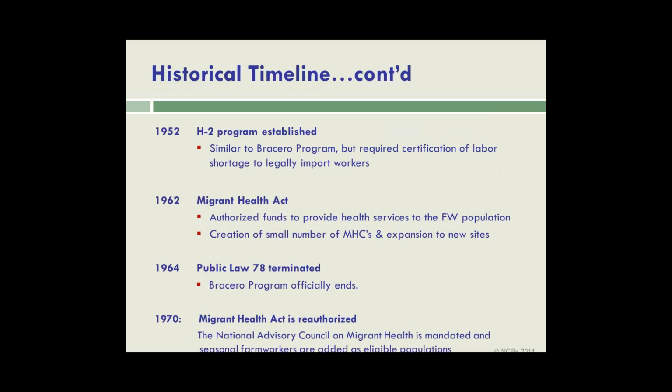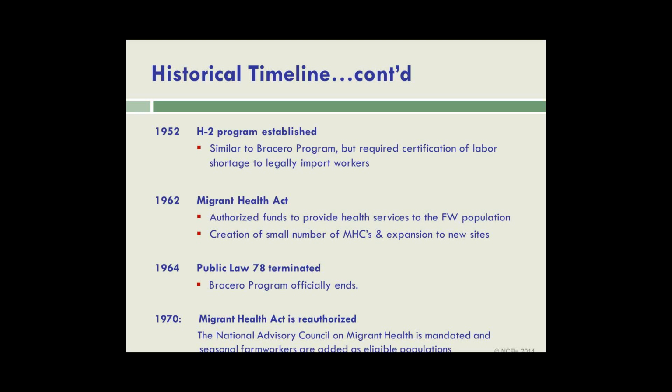In 1952, the H-2 program was established. This program was similar to the Bracero program, but this time the law established a provision intended to protect domestic labor. The provision required a certification of a national labor shortage to legally import workers.